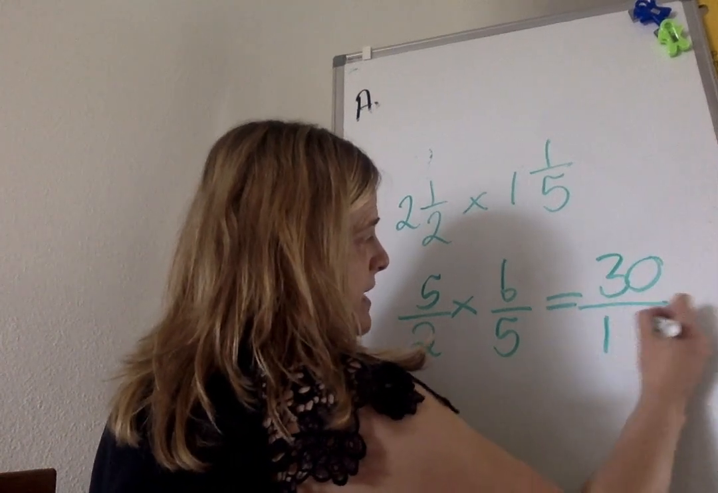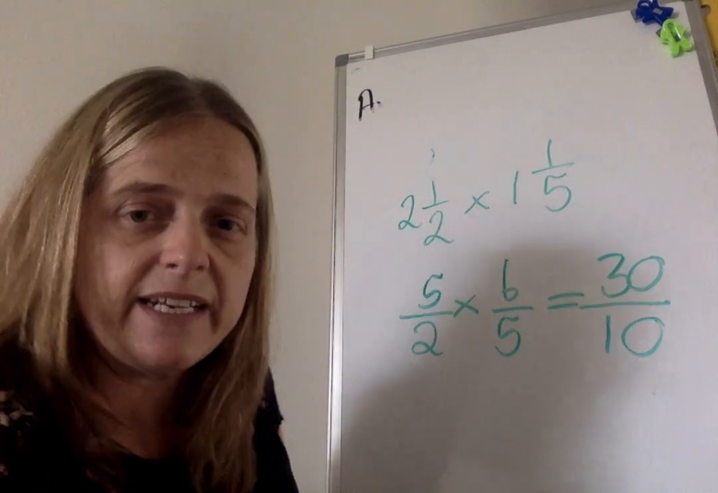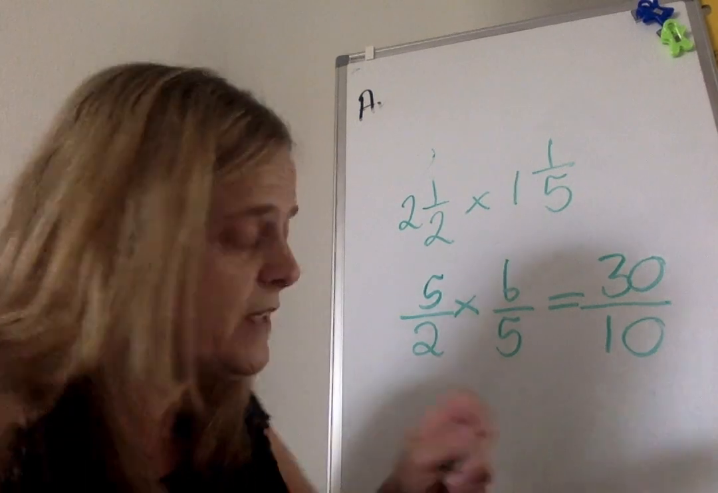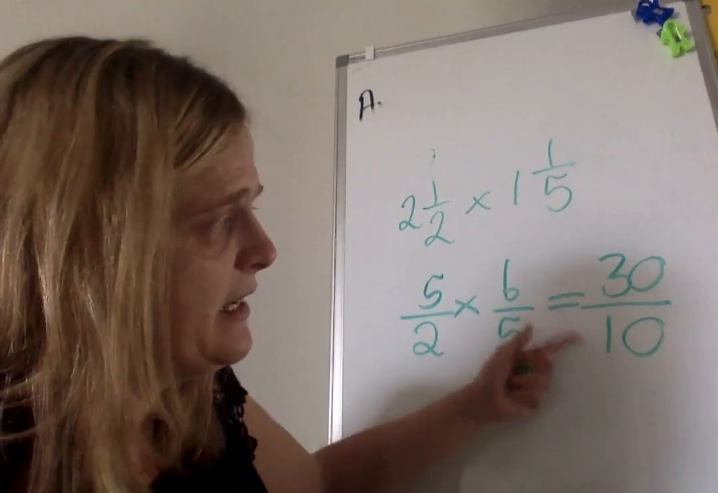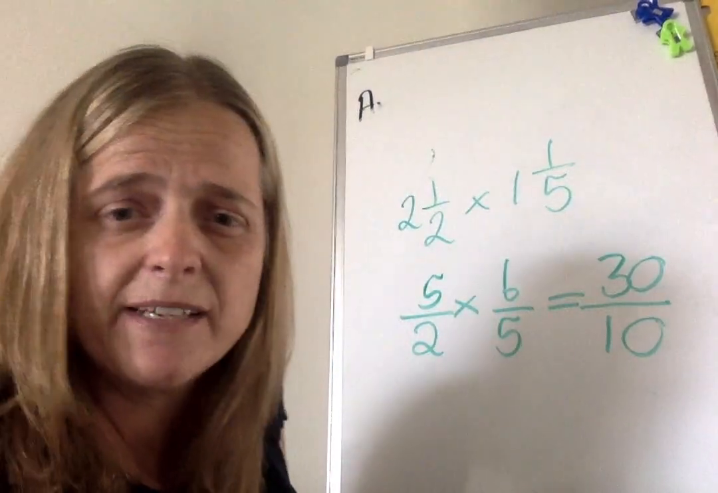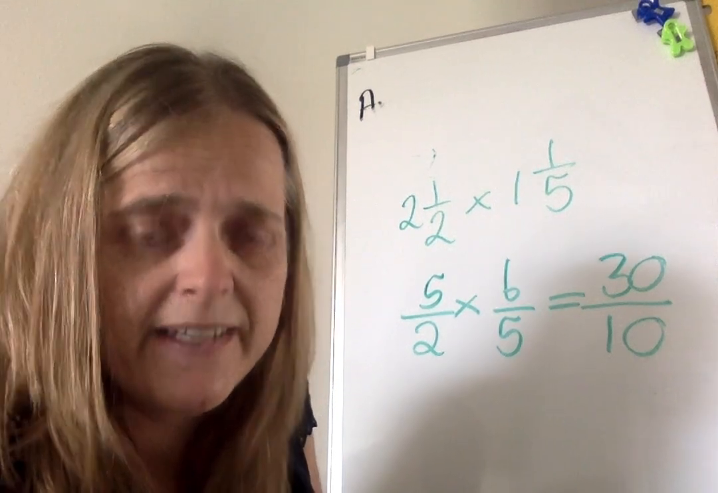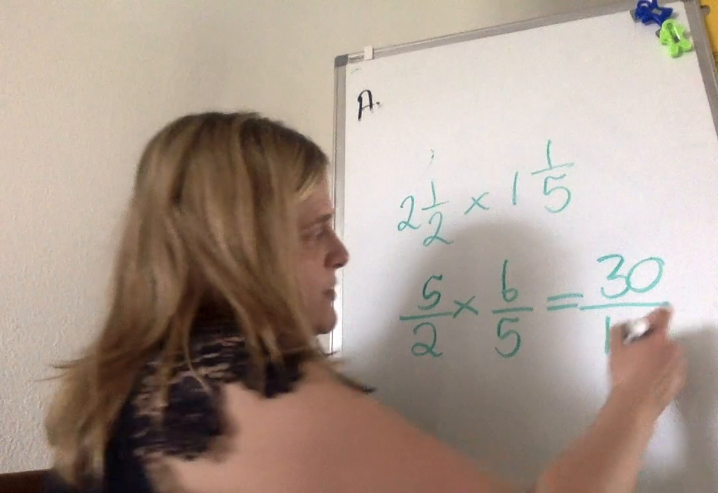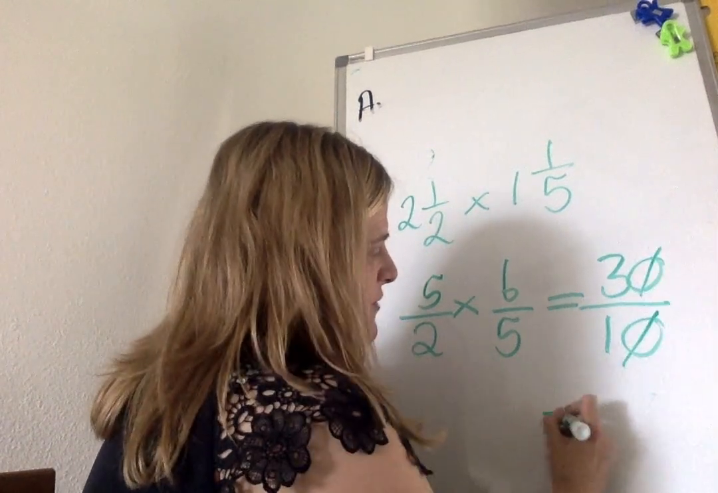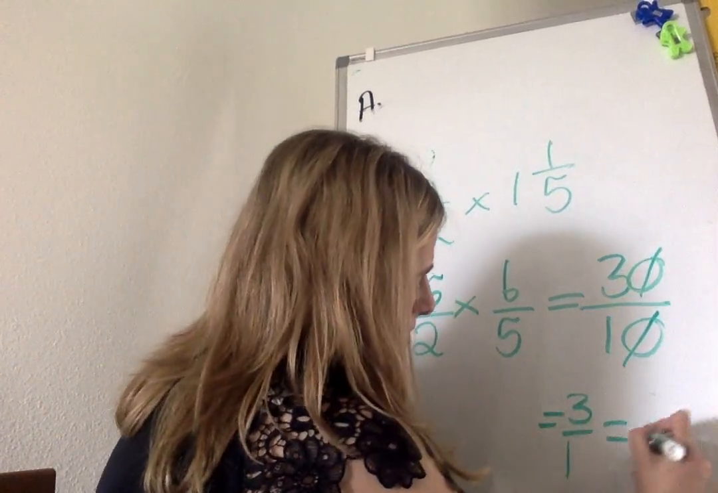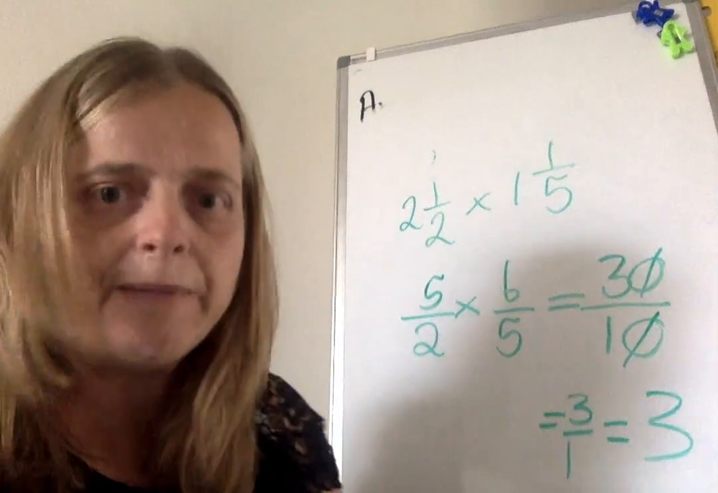2 times 5, 10. We don't leave it as 30 over 10. This is an improper fraction. We want to get this back to either a mixed number or a whole number. And I love when zeros are on the end and the zeros are whole numbers. So you can just cross them off and you're left with 3 over 1, which is the same as 3.